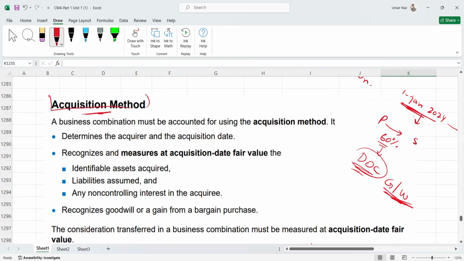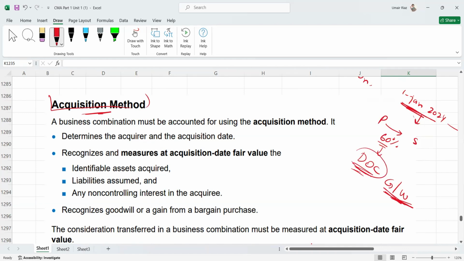And now, what is the acquisition method? The acquisition method is very simple, and I'll explain it, because the same thing we will follow in the goodwill calculation or in the gain on bargain purchase. But first, let me explain theoretically, then I'll show you some calculations. So here we go.